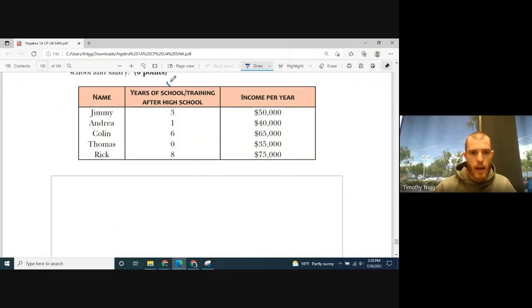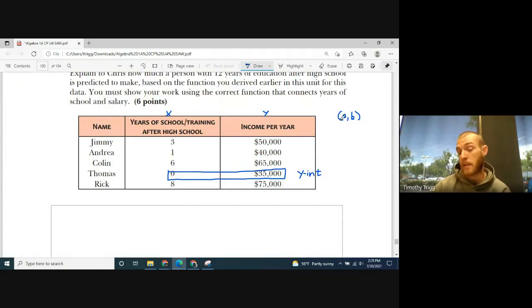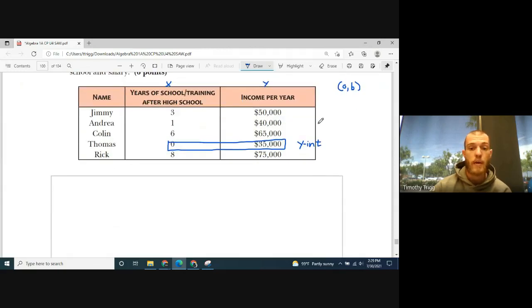We're going to call this our x, and this will be our y, essentially. Now, I want to point out the point (0, 35,000). This is actually going to be our y-intercept, because our y-intercept is always 0, something. So y-intercepts are always 0, and then whatever the y-intercept is. Usually we show the y-intercept with the letter b, as in y equals mx plus b, where b is the y-intercept. So whenever you see 0, something, that tells you the value of the y-intercept, the value of b.